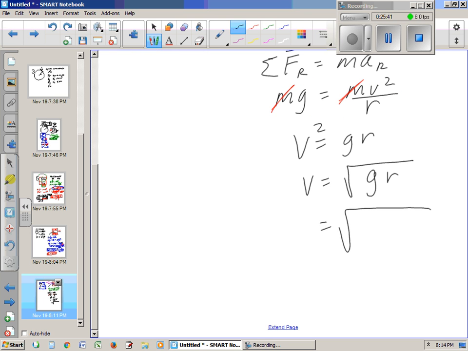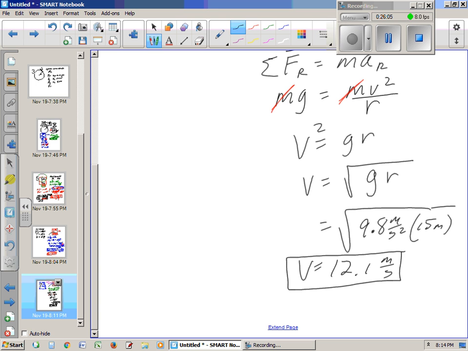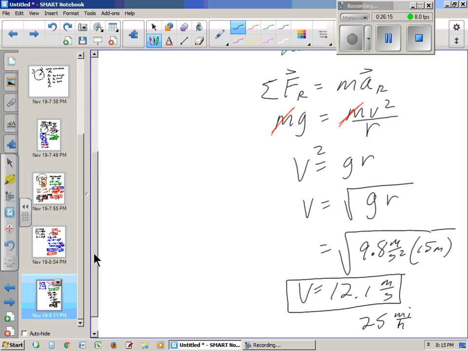That would be 9.8 meters per second squared. And the radius of our circle is 15 meters. So how fast does he have to go over that thing to feel weightless? So we're going to take the square root of 9.8 times 15. So he would have to go over that at about 12.1 meters per second. That's roughly, very roughly, 25 miles per hour. Okay, so that's how you can figure out how fast somebody needs to go to be weightless.